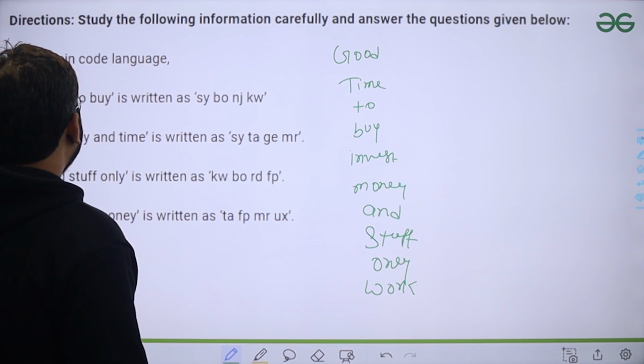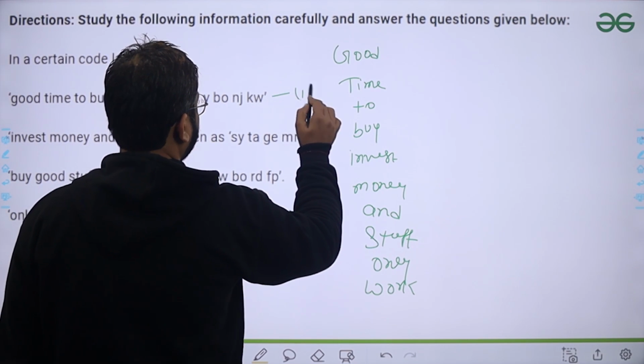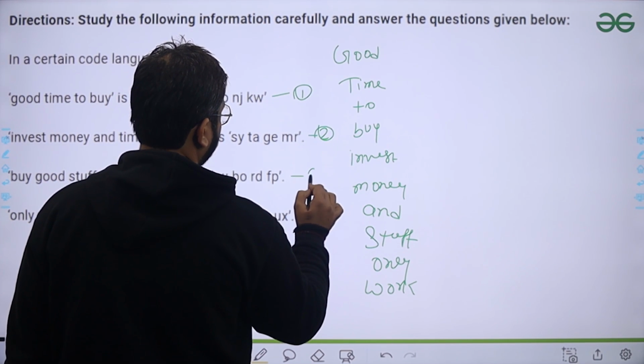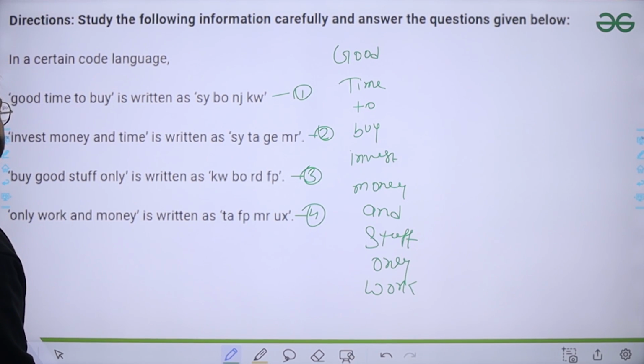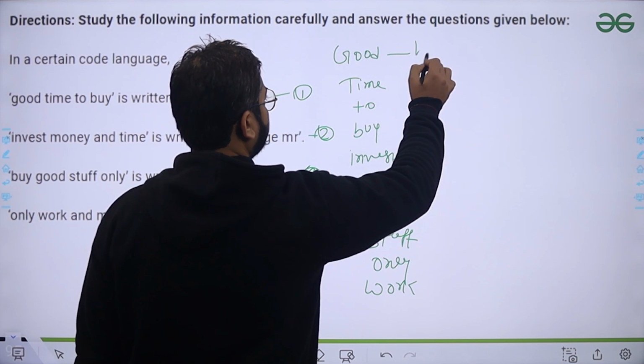So let's say for good, good is in the statement number 1, 2, 3, 4. If good is in statement number 1 and statement number 3, so what is the common code for statement number 1 and 3? SY not BO, so BO I am writing.